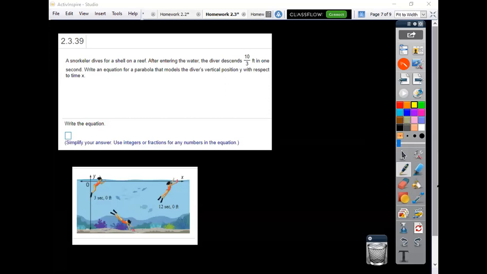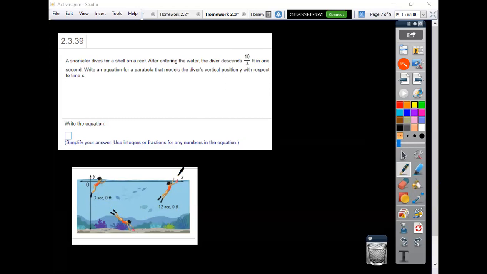All right, problem 2.3.39, Algebra 2, Math XL homework. Looks like we've got a snorkeler diving down here. I think I remember something sort of like this as the introduction on one of our problems, but instead of a V like on the problem we did before, it's probably a parabola since that's what we're working on, so it's got a curved bottom.